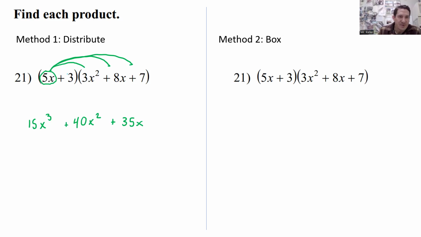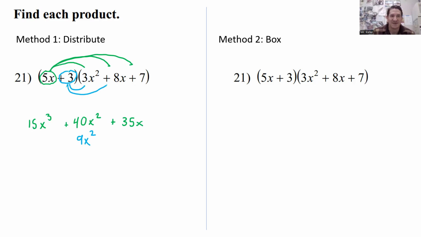Distribute the 3. So here, distribute a positive 3. So 3 times 3x squared, 3 times 3 is 9. And here's what I'm going to do. Since I know this is going to be an x squared, I'm going to line it up underneath its like term, so I don't have to search for all the like terms. So it's going to be an x squared. So it's just going to be 9x squared. Line it up underneath the like term.